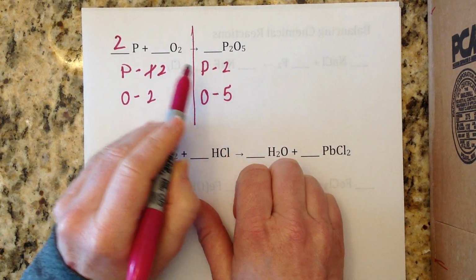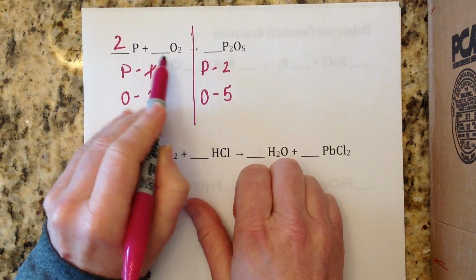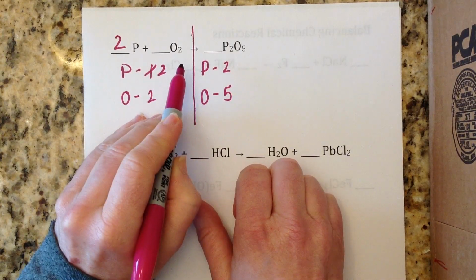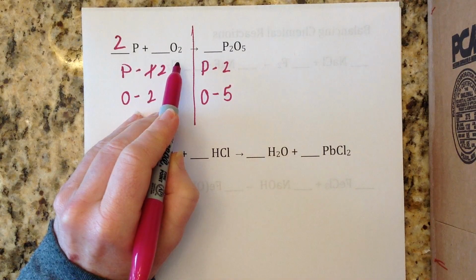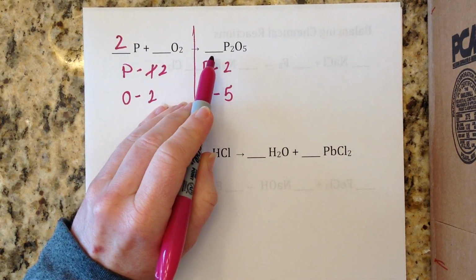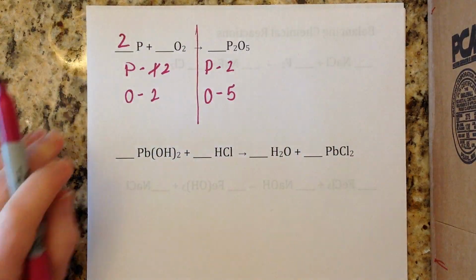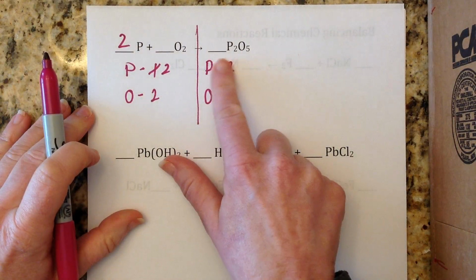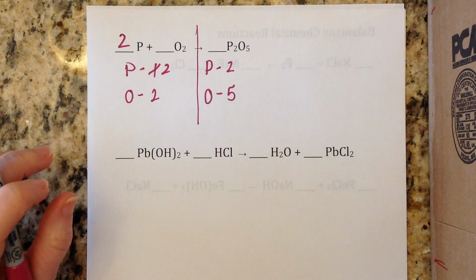No matter what I put here, I'll always have an even number of oxygens on the left because I'm going to be multiplying by a 2. But over here, I'm only going to have an even number of oxygens if I have an even number in the front. So this could be a little bit weird, so I'm going to have to think about it.